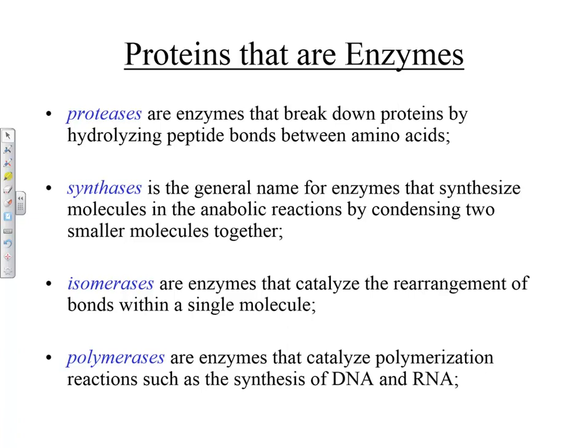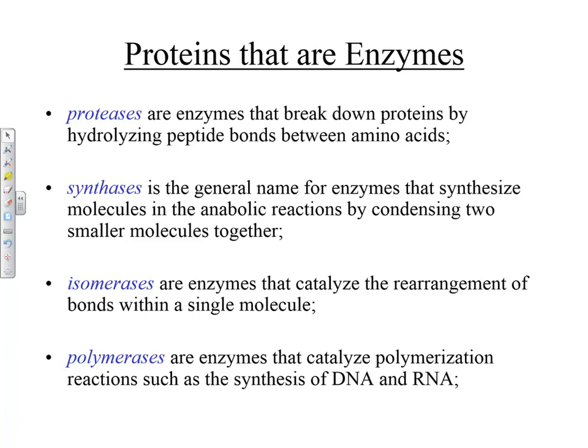Proteases are enzymes that break down proteins by hydrolyzing the peptide bonds between amino acids. We have already seen that if you take 2 amino acids, you link them together with a peptide bond. That's how you get a protein, many amino acids linked together. So if you want to cut these bonds, then you need the help of an enzyme, and these enzymes are called proteases. Synthases or synthetases is the general name for enzymes which synthesize molecules in anabolic or biosynthetic reactions by condensing 2 smaller molecules together.